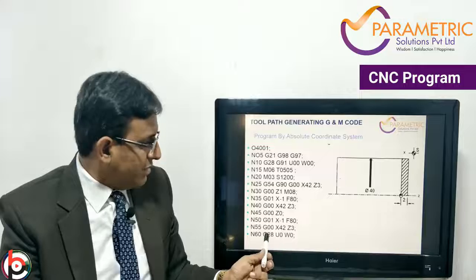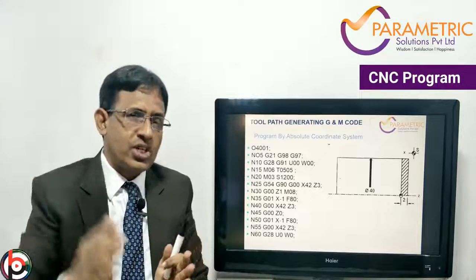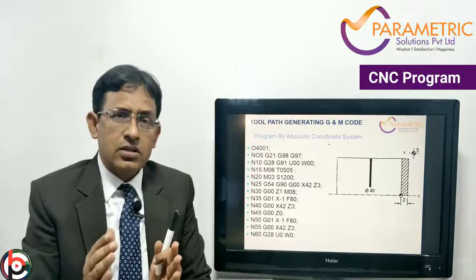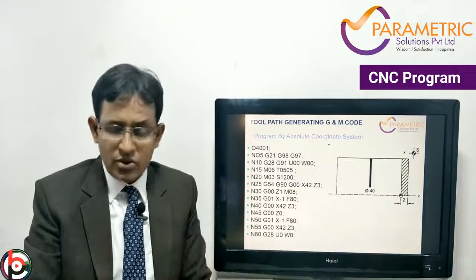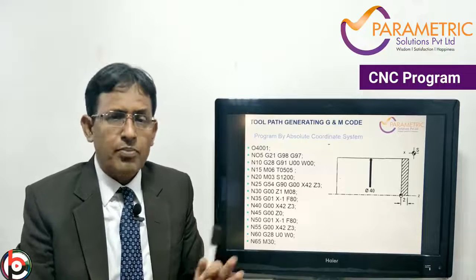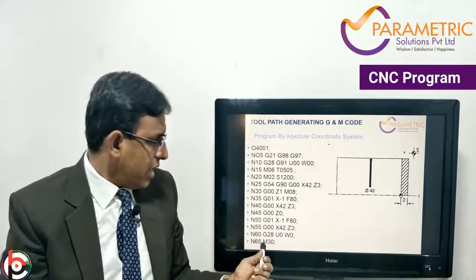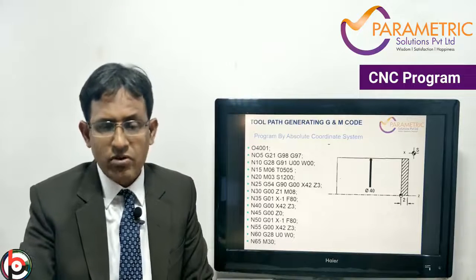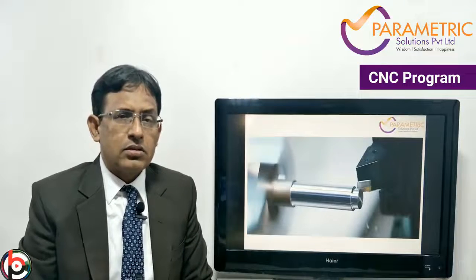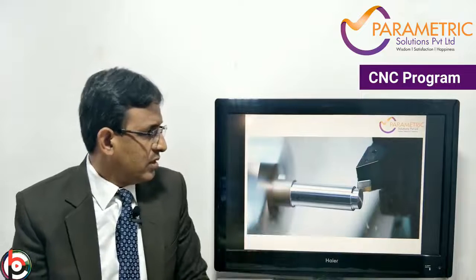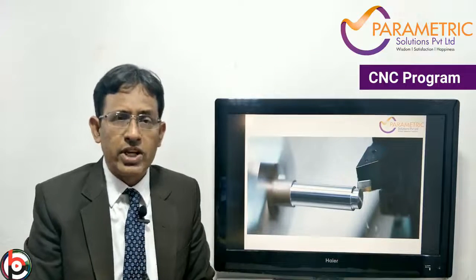Next the tool moves again to the home position, that is G28 G91 U0 W0. The program stops with M30, program end over here. So this is the example of the facing. The picture is shown over here.